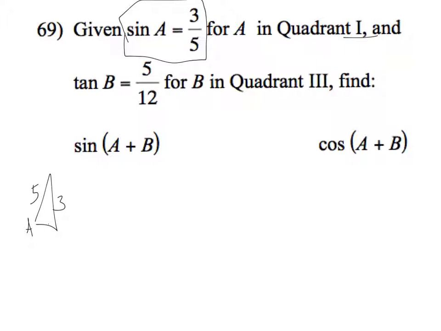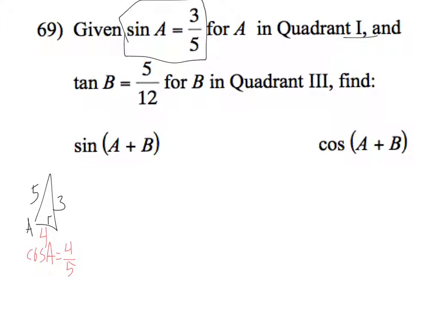Opposite over hypotenuse is 3/5. That only happens if that side is 4. That means that cosine of A would be 4/5. I know I need cosine of A because I need that for my identity. So again, for step 1, we found a triangle, and we use that to find cosine of A.